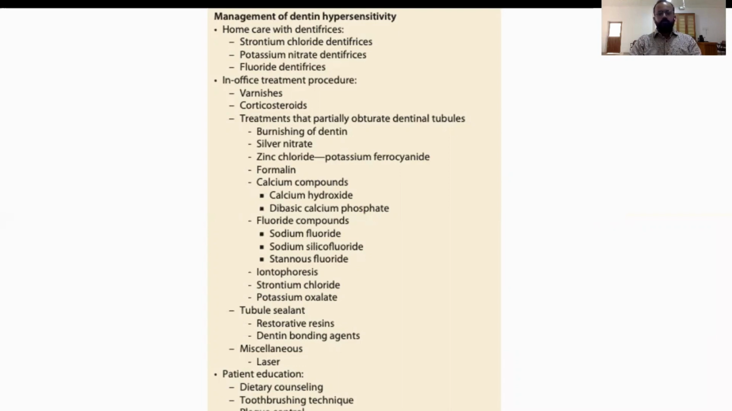You can also incorporate tubule sealing agents like adhesive resins and dentine bonding agents. You can also use lasers for the treatment of dentin hypersensitivity. And all the treatment should be accompanied by proper patient education, dietary counseling, good brushing techniques, and diet control measures.